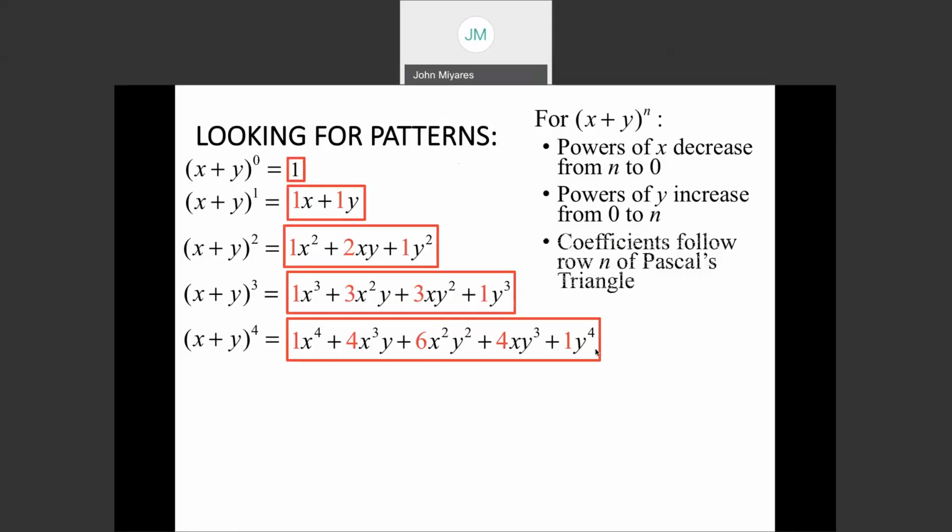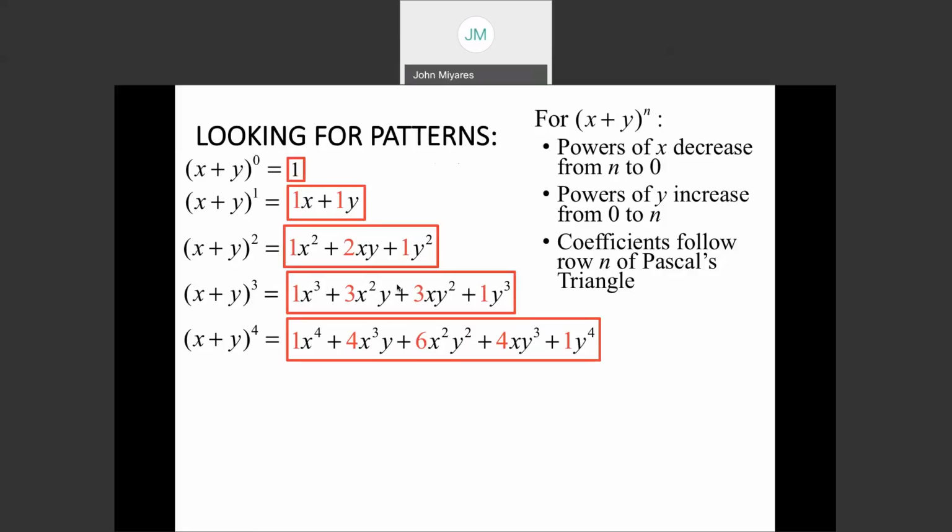I've highlighted in red the coefficients of each of the terms in the binomial expansion. What you should see is that they form the various entries of the rows of Pascal's triangle. Remember, row 0, the very top of the triangle, was just a plain old 1. Row 1, the second row of the triangle, had the two 1s in it. The third row of the triangle, which we labeled as row 2, had the values 1, 2, and 1, and so on. So what we're going to see here is that the coefficients of each term are going to follow row n of Pascal's triangle.